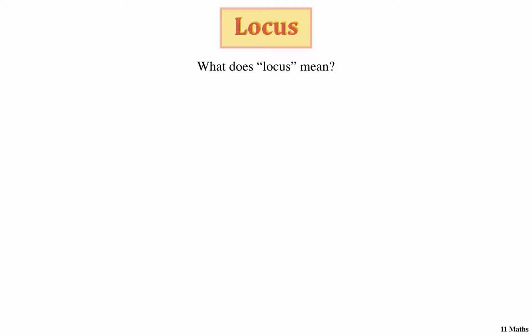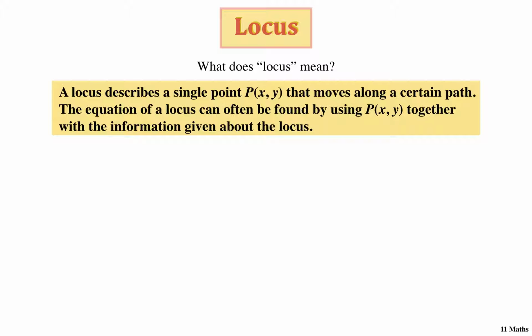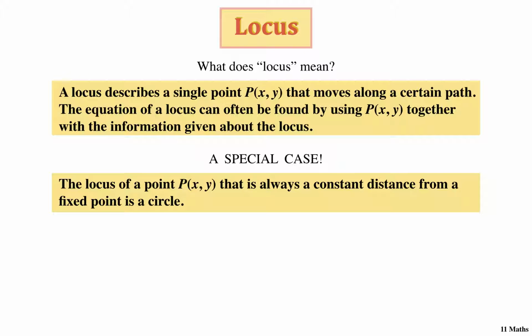Remember, it's a single point, and the path that that point traces out is called the locus. In that path we can find the equation of it. We have a special case, and that's what we're dealing with today: when our point is always a constant distance away from another fixed point, we always end up with a circle. That constant distance is the radius, and that fixed point is the center of our circle.